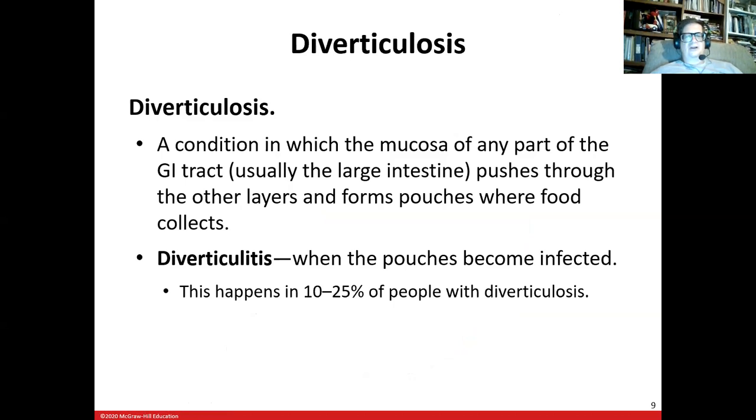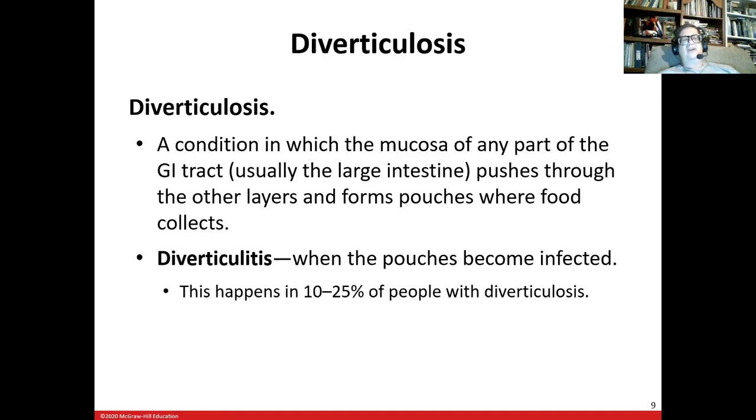Diverticulosis. All right. Diverticula are little pouches that are in the large intestine. Okay. And these little pouches form whenever you have the mucosa push through the wall. Remember, the wall is reduced in the large intestine. You don't have the circular layer of muscles, and so that inner mucosa can be pushed out between the strips of longitudinal muscle and form these little pouches.